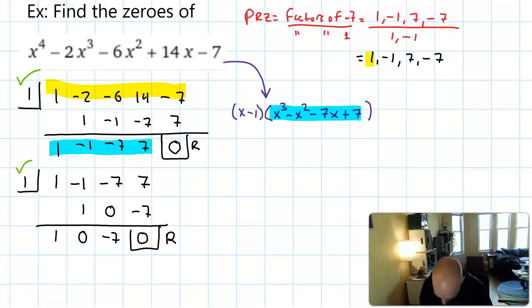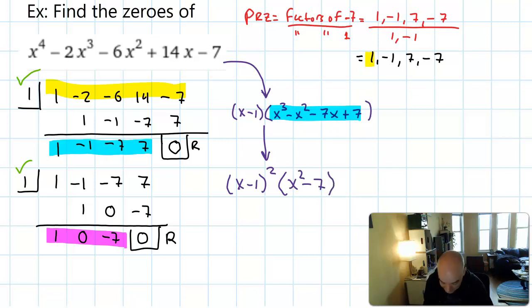And so if we now write out the factored version again, I'm just going to keep tracking that down here, it actually would be x minus 1 squared, and then all the coefficients that I'm going to pull out of here. So that's going to be x squared minus 7. Now, at this point, we could go check the remaining zeros. We could check 1 again to make sure it's not repeated. We could check -1 again. We could check 7. We could check -7.